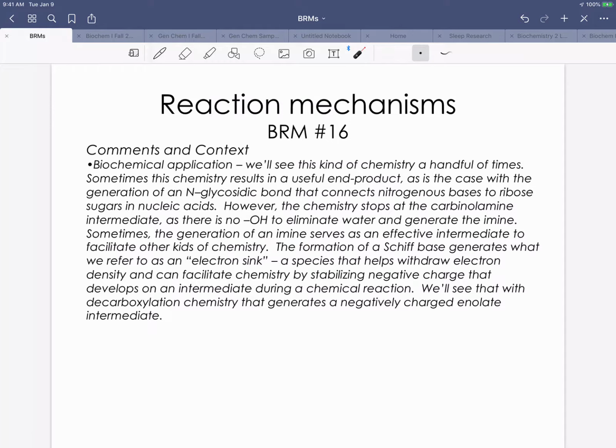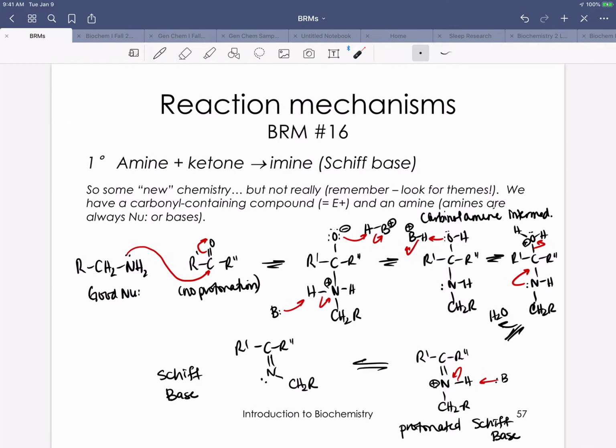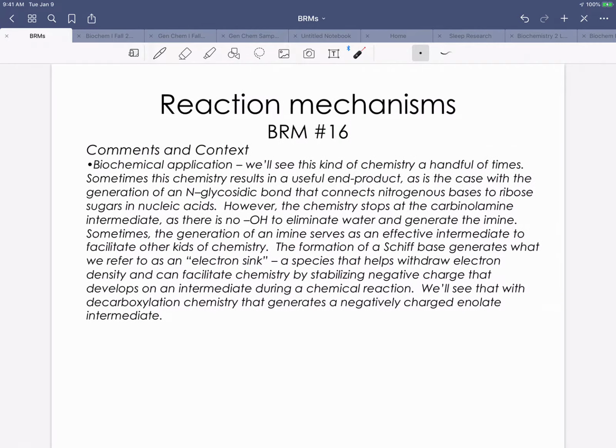Where we're going to tend to see the chemistry that we have right here is where we're going to have our imine serving as an intermediate to facilitate some other kinds of chemistry. So Schiff base formation is frequently seen in enzyme chemistry to generate what we call an electron sink. If we think about this here, this is something that's positively charged, can help withdraw electron density, both inductively because there's a positive charge there, but also via resonance because we can move pi electrons around. So these electron sinks help facilitate and stabilize any negative charges that might be developing during a chemical reaction.